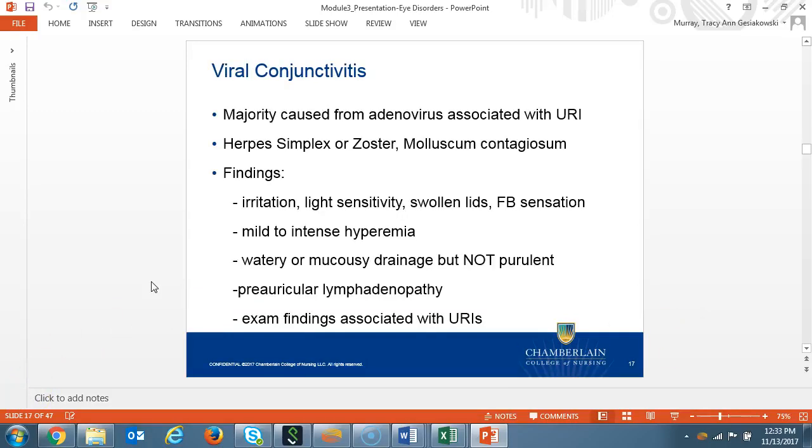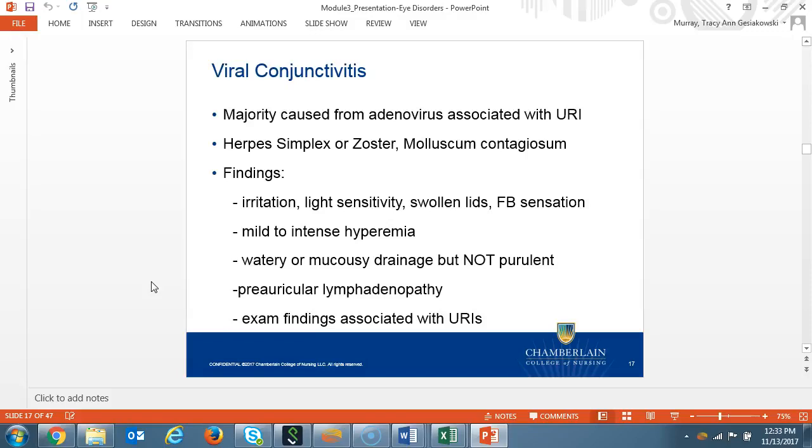The next category of conjunctivitis infections are causes that are viral in origin. The majority of these cases are caused by the adenovirus, which is commonly associated with upper respiratory infections or the common cold. Other viruses associated with viral conjunctivitis include herpes simplex virus, HZV or zoster, and molluscum contagiosum.